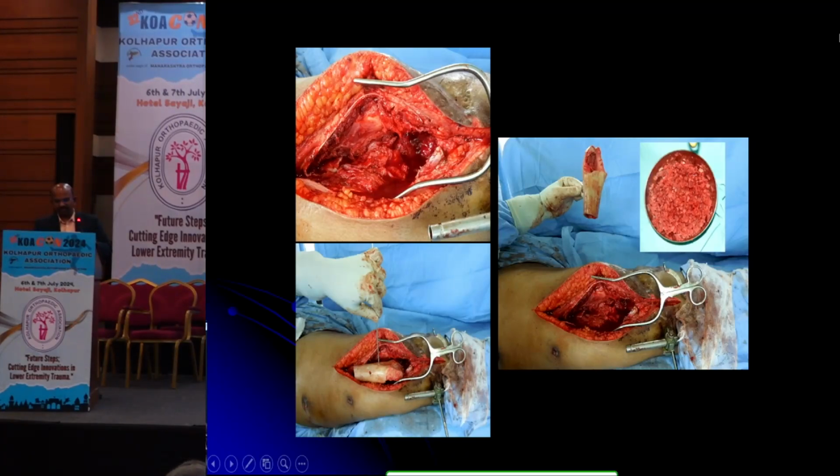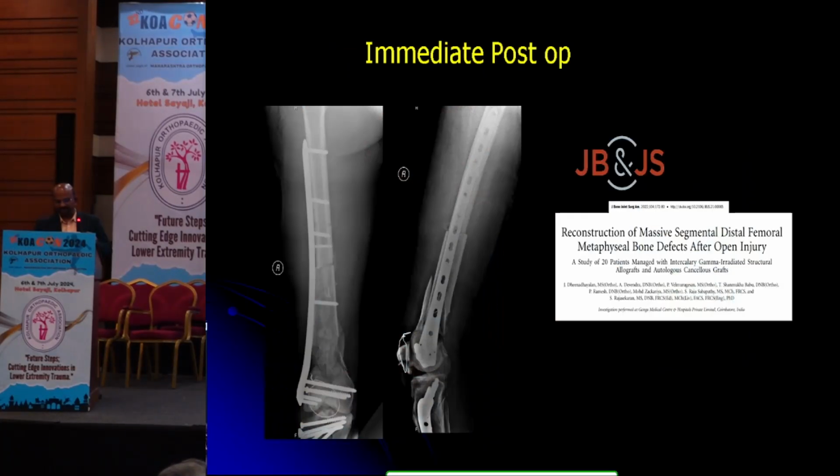The allograft is placed into the defect, and then cancellous grafts are placed into the canal of the allograft, and then plate fixation is done. This technique has been reported in the American JBJS as well. So, this is how it has been fixed.